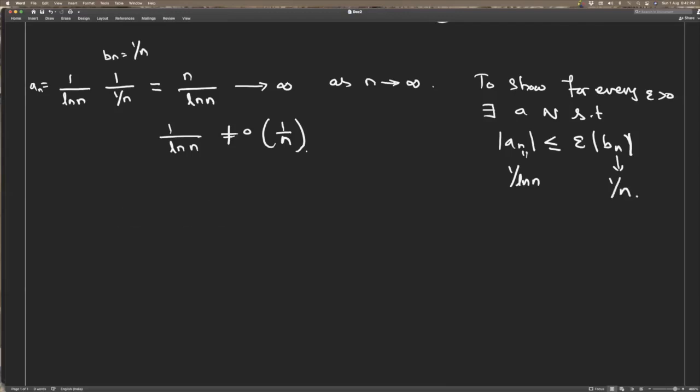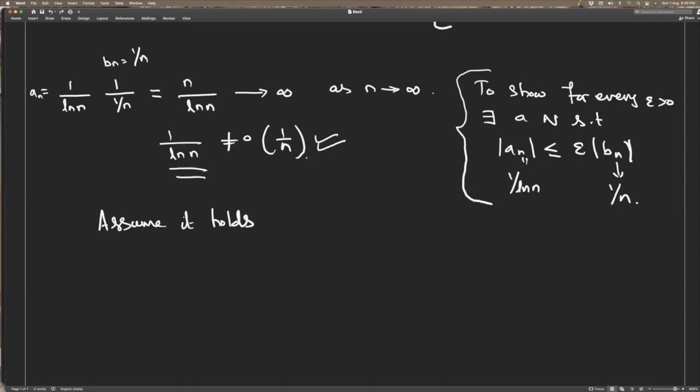Assume it holds. See, if you see intuitively that something is true, then try to directly prove it. If you see intuitively something is not true, then try to prove it by contradiction. So here we saw intuitively that this is not true. Therefore, we will try to check the definition by going in a contradicting way. Assume that an, that is 1 by log n, is small o of bn.